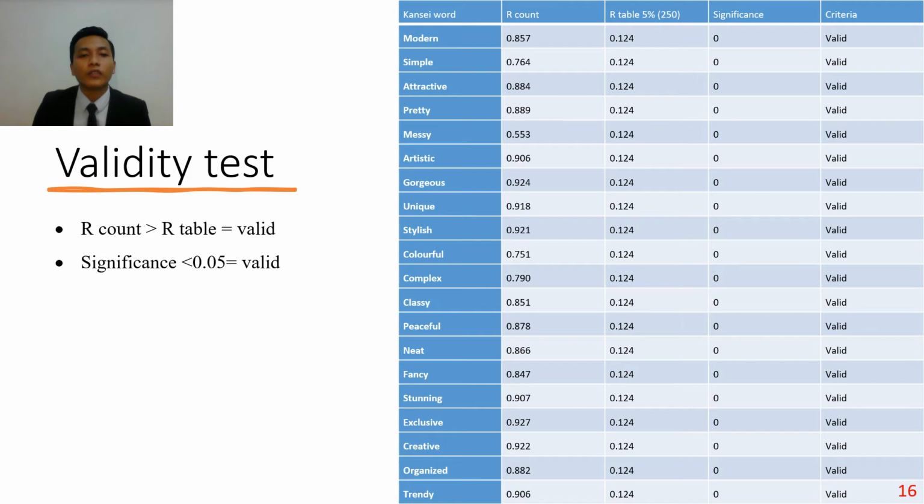This is the result of the validity test. In order for the result to be valid, the R count value must be more than the R table value, and the significance value must be less than 0.05. So, according to this result, all constructs are valid.